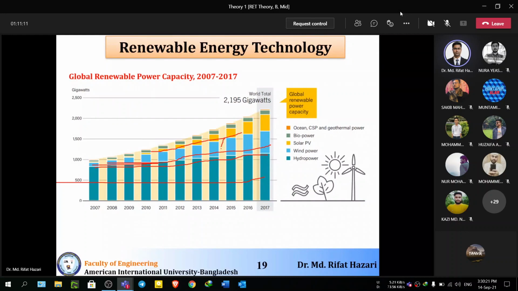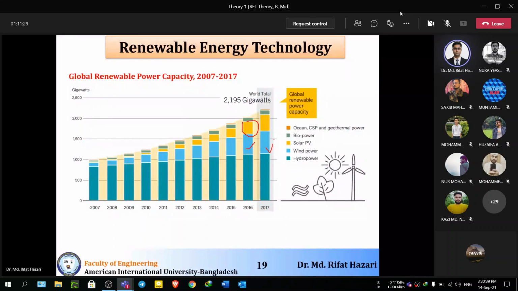But you can see the expansion rates of wind and solar are not the same. So which one is higher in terms of expansion, wind or solar? Wind has much more expansion. If you talk about worldwide, wind expansion is higher. Why is the wind expansion higher?